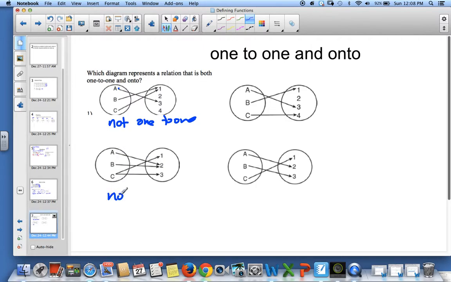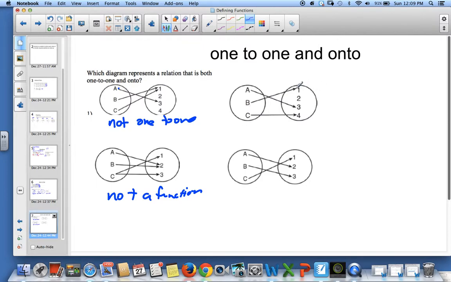So this one here is not a function because c goes to two different values. So that's not a function. This one here is a function because a, b, they all go to different values. There's no repeating. Each a goes to only one value.